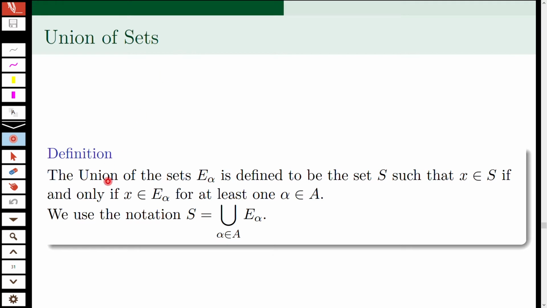The union of sets E alpha is defined to be the set S such that x belongs to S if and only if x belongs to E alpha for at least one alpha in A. We use the notation S is equal to union over alpha belongs to A of E alpha.